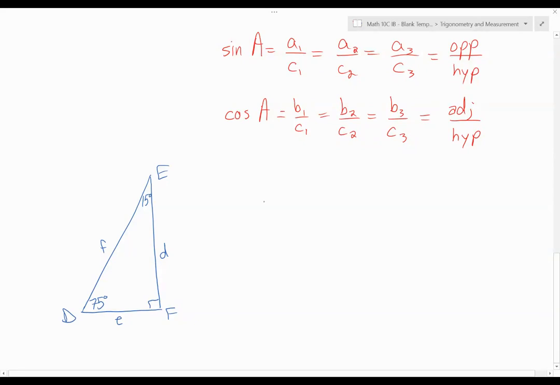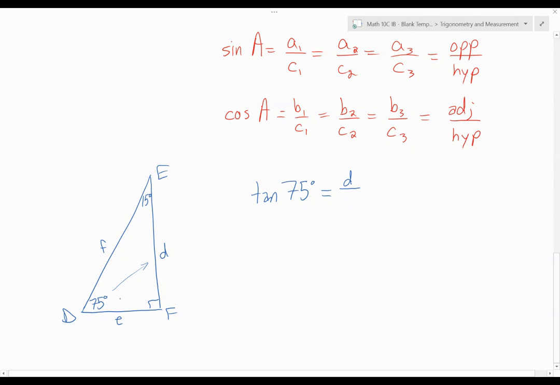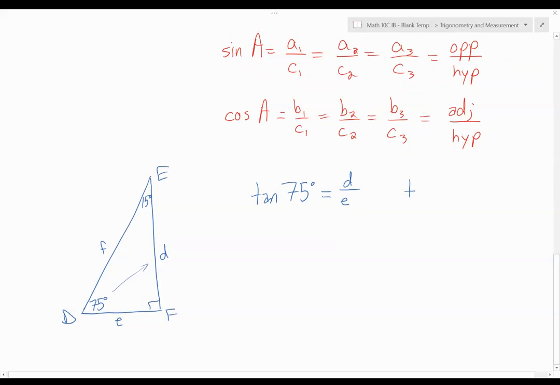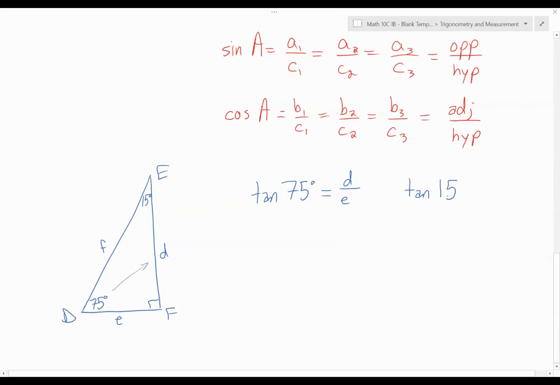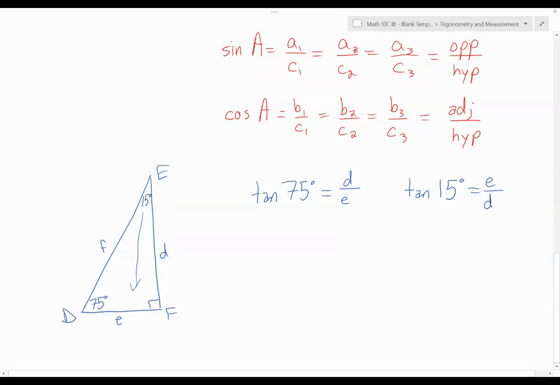So what I know then is that the sine of an angle, let's start with tangent actually. So the tangent of an angle, so let's say for example the tangent of 75 degrees, is the opposite side divided by the adjacent side. So opposite to the 75 degrees is D, divided by the adjacent side, which is E. If I change the angle I'm looking at, so instead of thinking what is the tangent of 75 degrees, I now have the tangent of 15 degrees. Well, 15 degrees has an opposite side of E, and the adjacent side would then be D.